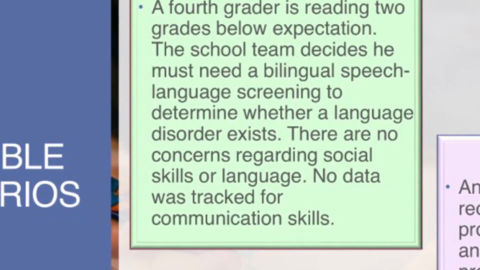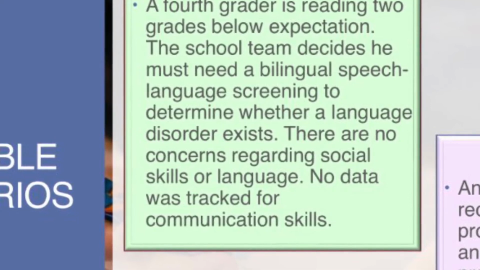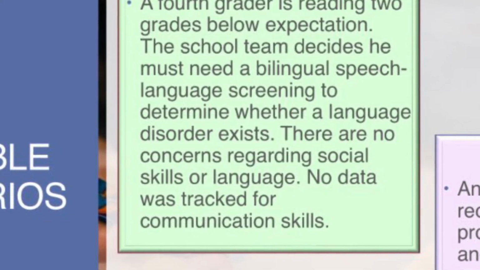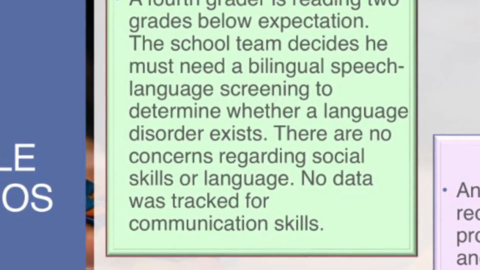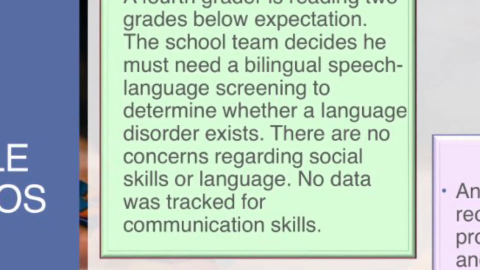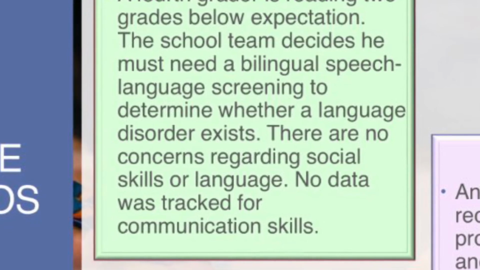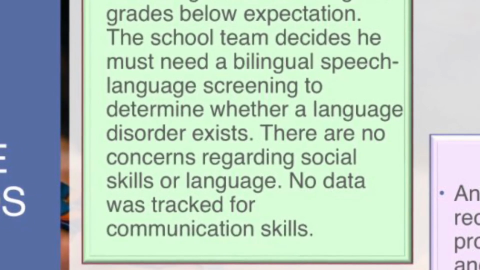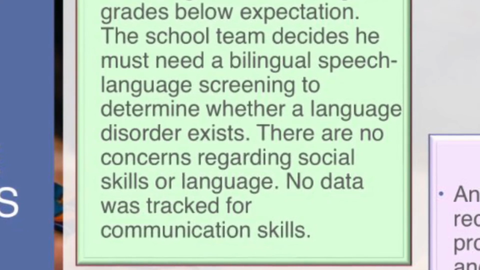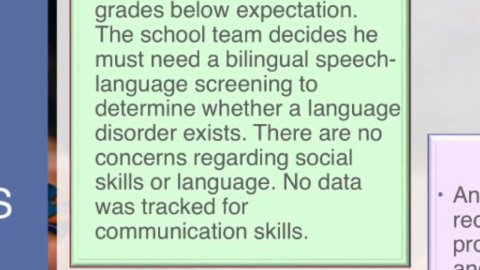The answer is no, because the problem area is not speech and language. The primary deficit area appears to be in academics. So teachers and even the psychologists should be responsible for helping to assess and monitor the child's performance.